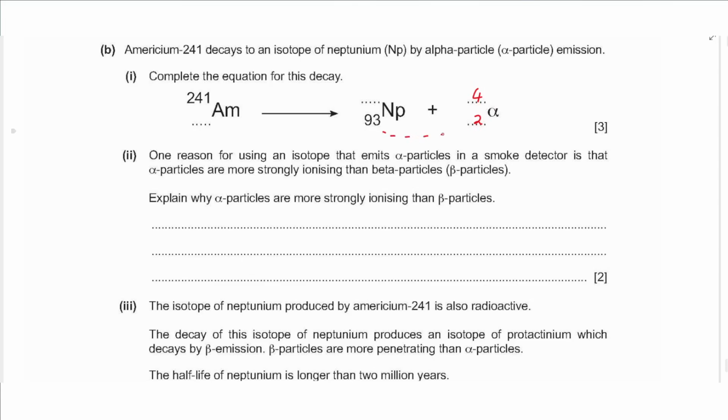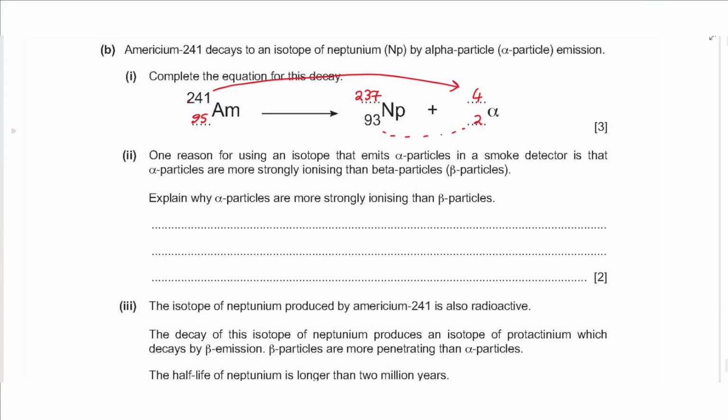And now we can balance the numbers. At the bottom, we have 93 and 92 added together. That gives an answer of 95. So the proton number of americium is 95. And at the top, we can subtract 4 from 241. That gives an answer of 237. So 237 plus 4 gives 241 on the left side.